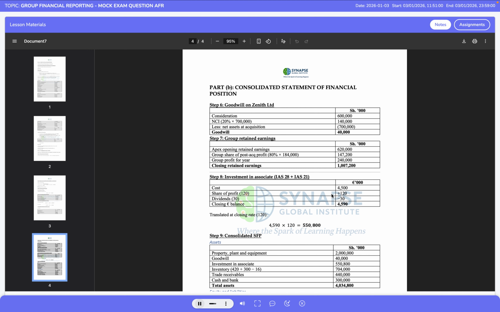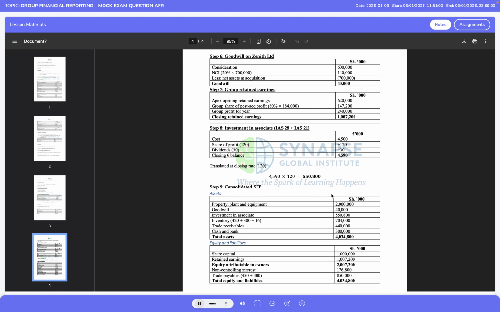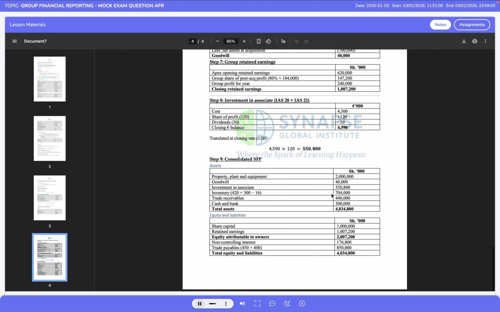Starting from cost of 4,500 euro units, we add Apex Ltd's share of profit of 120 euro units and deduct dividends received of 30 euro units, giving a closing balance of 4,590 euro units. This balance is translated at the closing exchange rate of 120 shillings per euro, resulting in an investment in associate of 550,800 shillings. Finally, we prepare the consolidated statement of financial position.